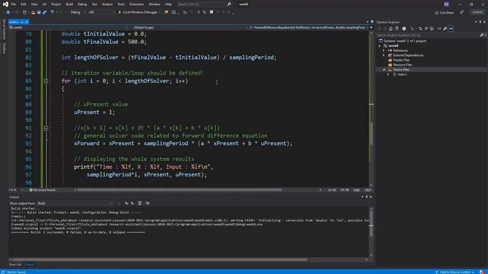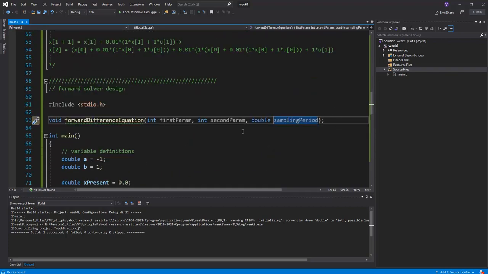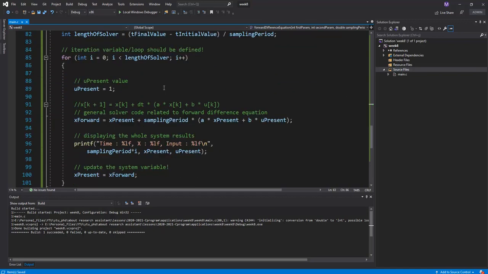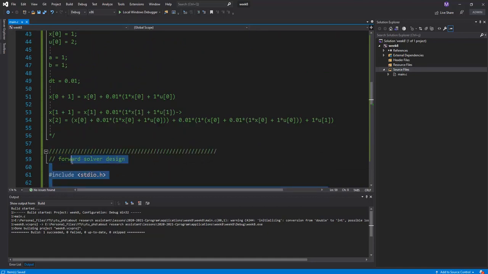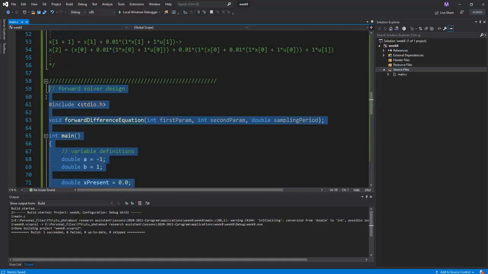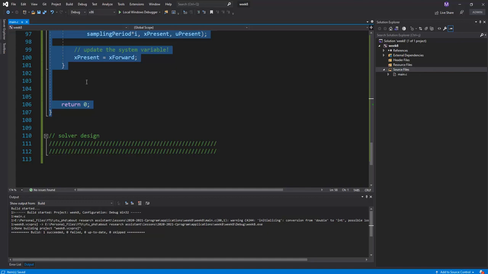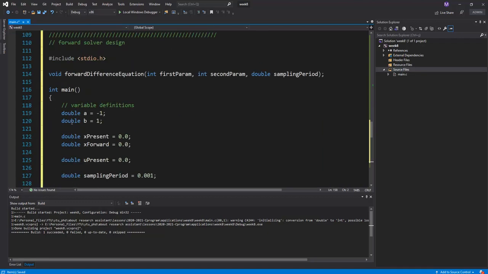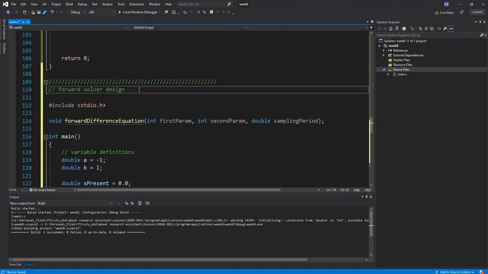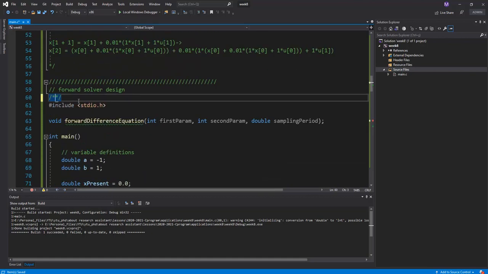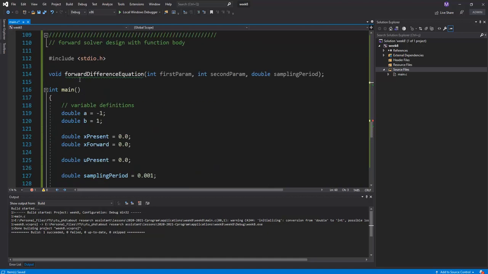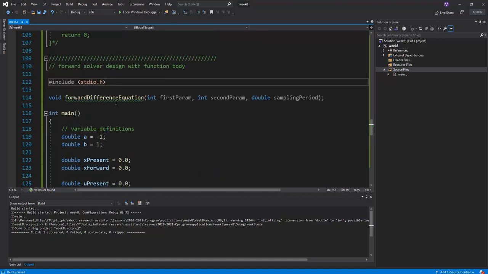And so if I run this code in here, then we can use these techniques like this one. We can copy all these things as another example in here. Solver design with function body. We can create the function blocks in here like this one.